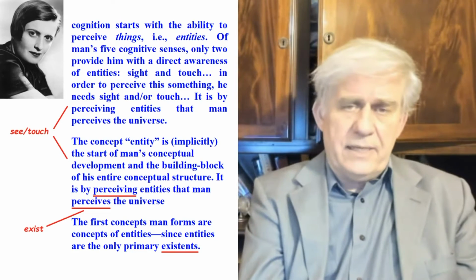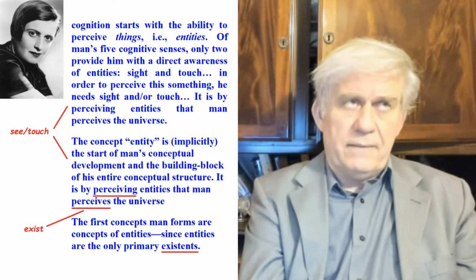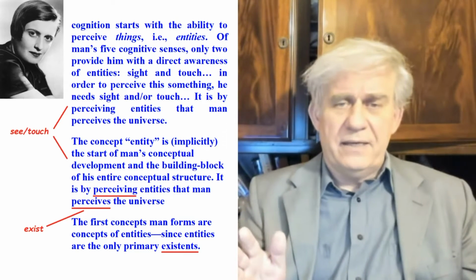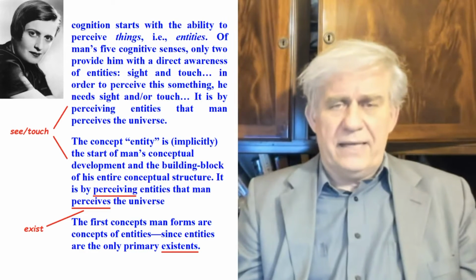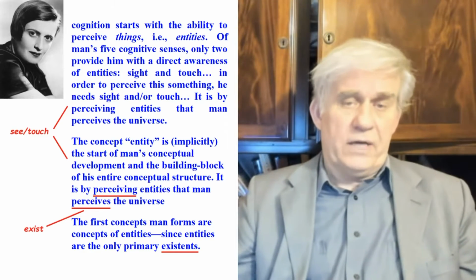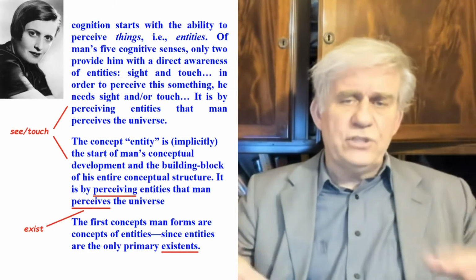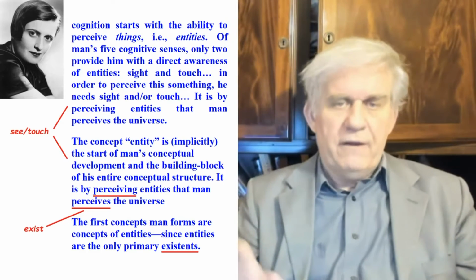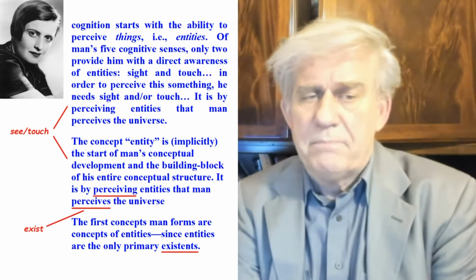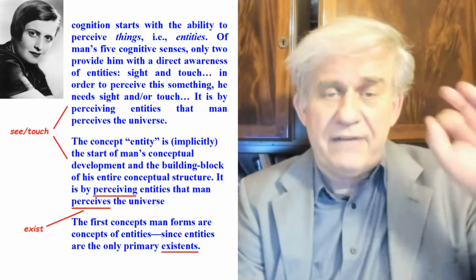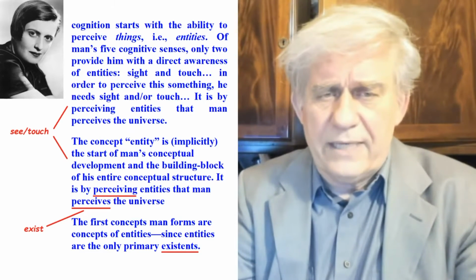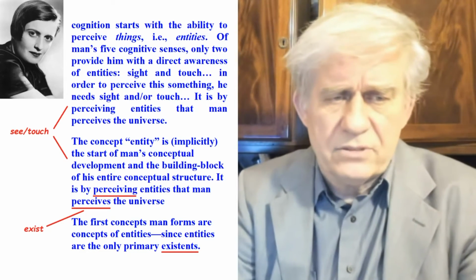So she's very limited in her notion of what a thing is, because she's circumscribing it to people who have no disabilities. Is a pen an object to the blind quadriplegic who can't even touch it or doesn't sense it? So the pen's not an object because he can't sense it or see it because he's blind and quadriplegic. So again, putting all that in terms of senses is where the error is, where the fault is in Ayn Rand's definition. The concept entity is implicitly the start of man's conceptual development and the building block of his entire conceptual structure. It is by perceiving entities that man perceives the universe. Is it? I don't know. Let me show you why that's wrong, why she's off her rocker there.